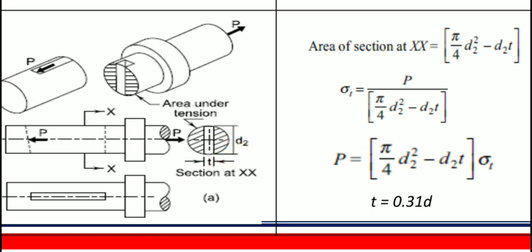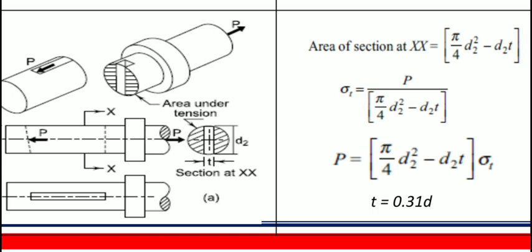And what is the formula for stress? Sigma t is equal to P upon area at section XX. So we are getting sigma t is equal to P upon pi by 4 d2 square minus d2t, where sigma t is tensile stress.